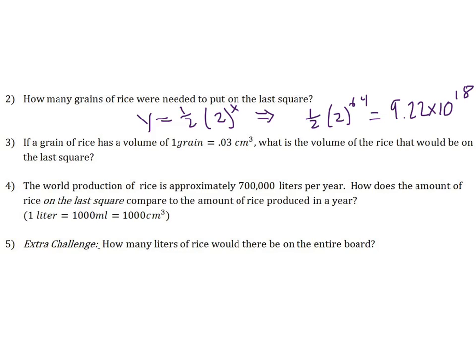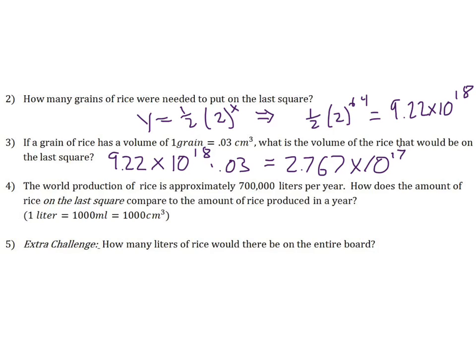Okay? If a grain of rice here is 0.3 cubic centimeters, let's say, what's the volume of this rice? Well, let's take this number. If you use your calculator, you'll get a little more accurate value. 9.22 times 10 to the 18th. And if we divide this by, well, actually, let's multiply times 0.03. We get a volume of 2.767 times 10 to the 17th liters. So, cubic centimeters, sorry. So that's a lot.